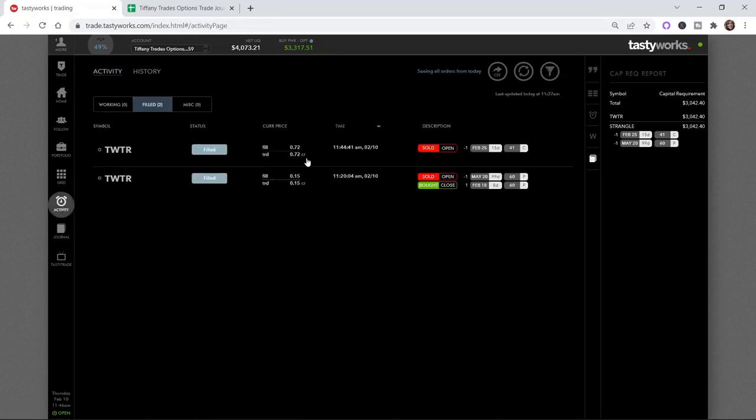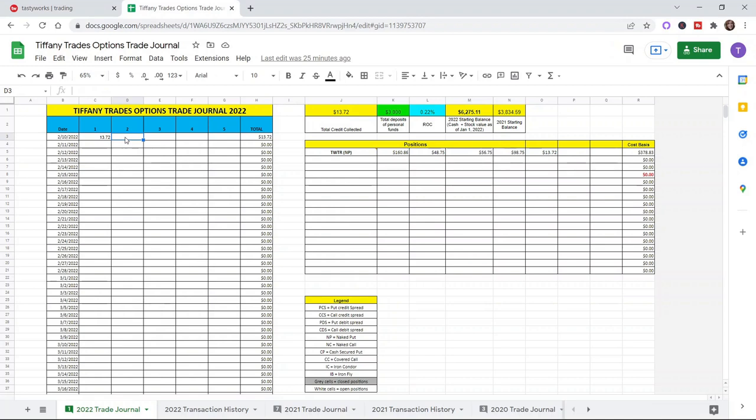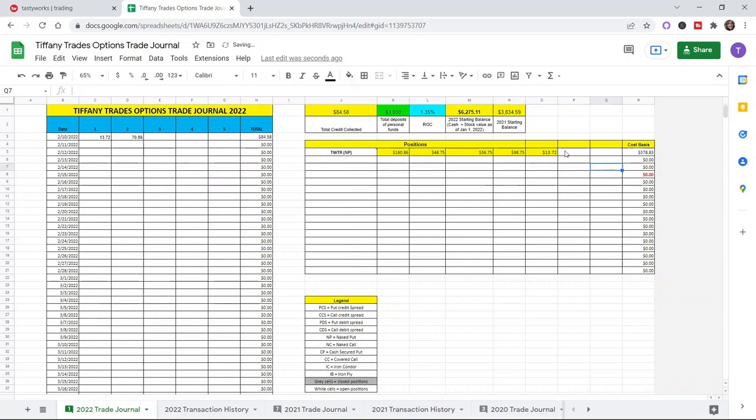So I collected 72 cents or $72 because it is a single leg. I'm only deducting $1.14 in fees. So I collected $70.86. You can log these together or separately. What I tend to do in most of my tracking is use a color scheme to differentiate between calls and puts.